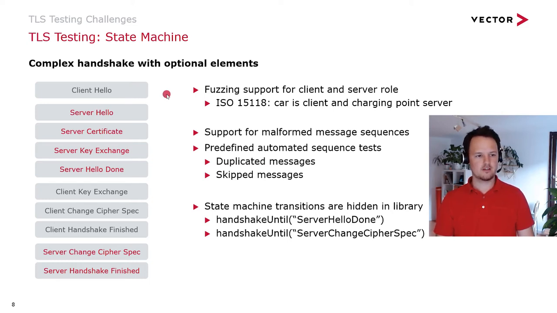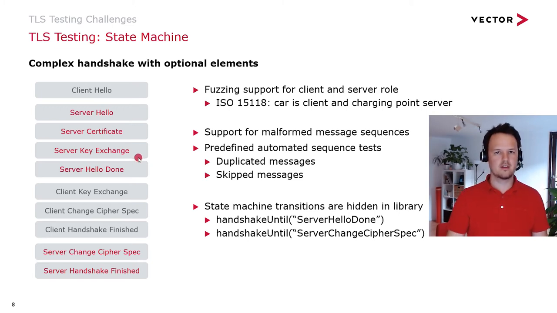So we have this handshake, and we do here another form of fuzzing. We not only fuzz the content of these messages, but we also fuzz the message order. So we have test cases, also all of them generated, where after we receive the client hello from our client, we immediately send a server hello done and check what it does. So we skip a message and see what the client does there, whether the internal state machine of the client is robust is tested there.